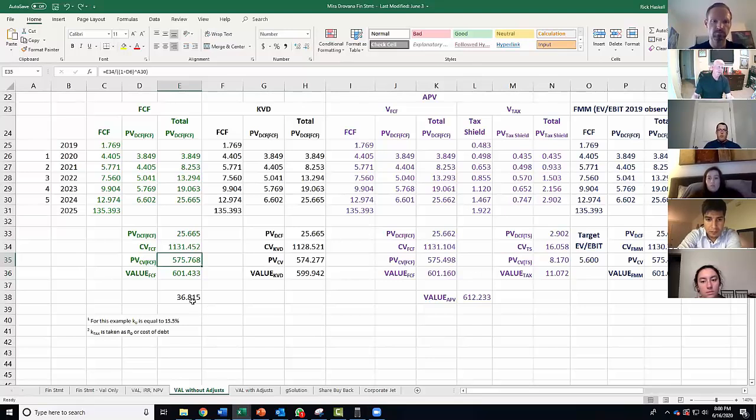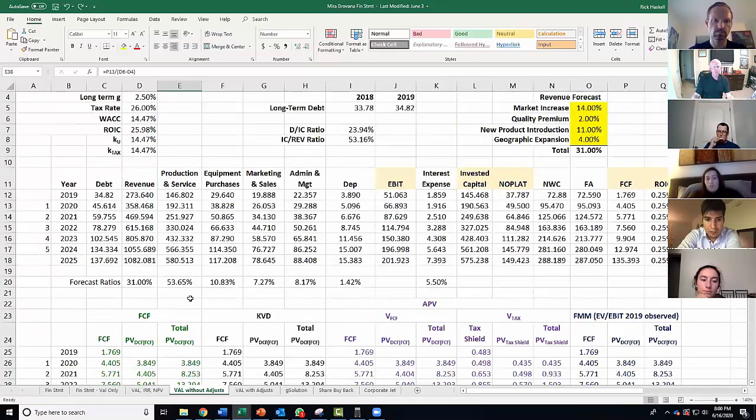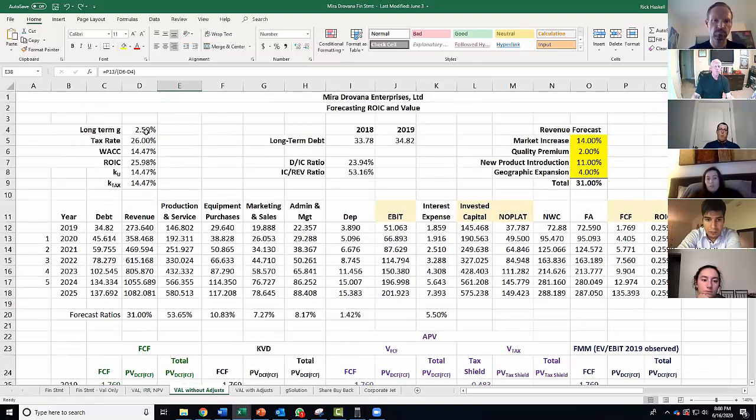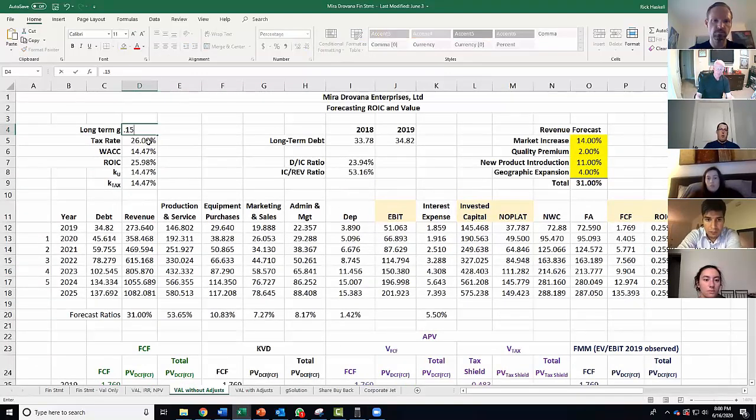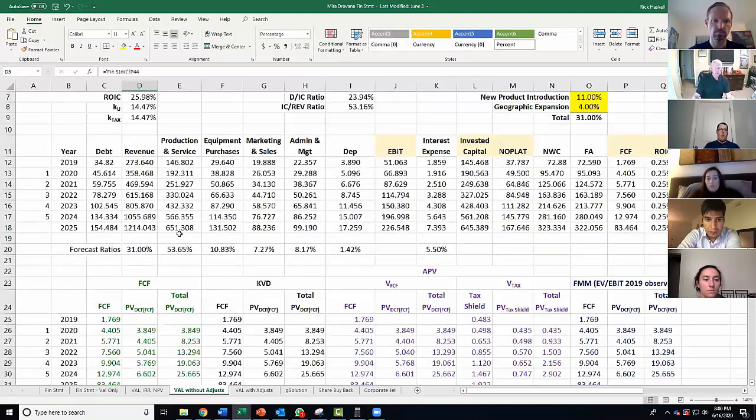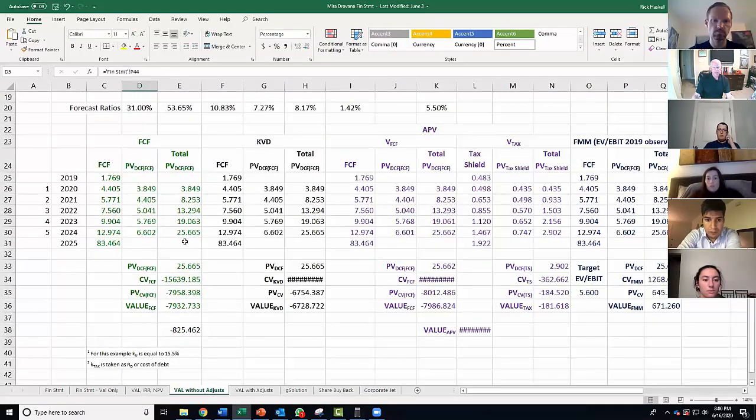Now we know that in this case, 36.815 is terribly undervaluing this company. But we really only applied a 2.5% growth to it. What if we were willing to apply 15% growth instead? Well, now I've got a problem, right? Why did I turn negative? Because growth was higher than WACC.